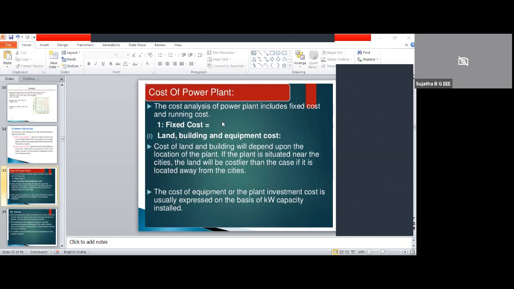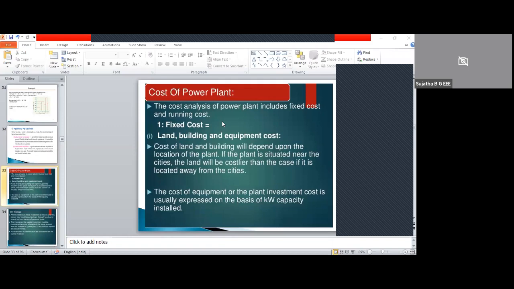So fixed cost will be what? It includes land, building and equipment cost. See, some land has been procured for installing a given power plant. The cost of the land, and again you have to build the power plant, and so many equipments, generator, turbine have to be procured. So that is equipment cost. So all together is the fixed cost.